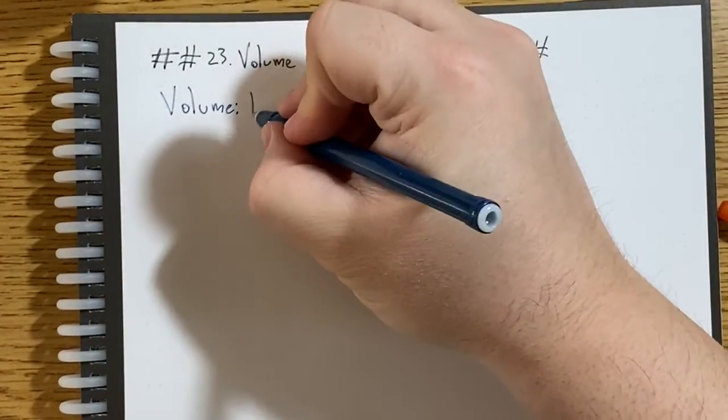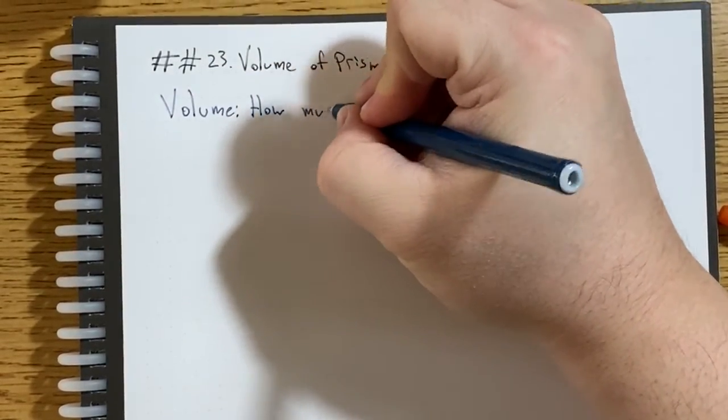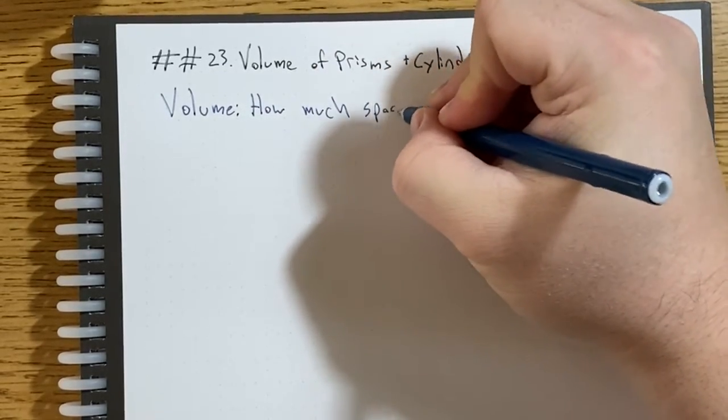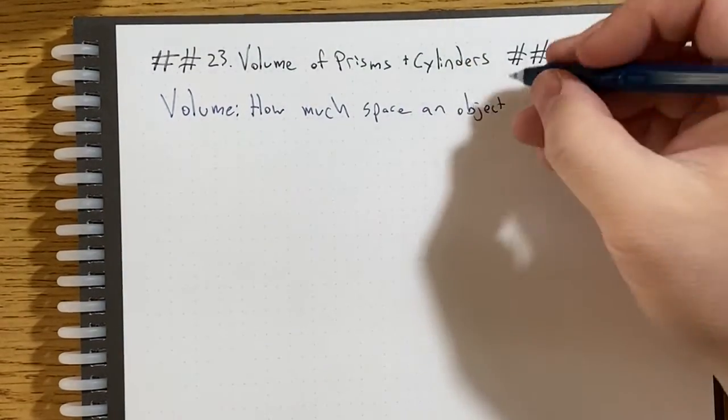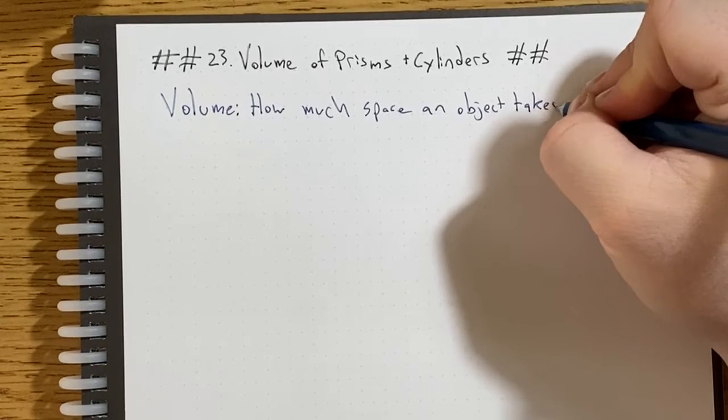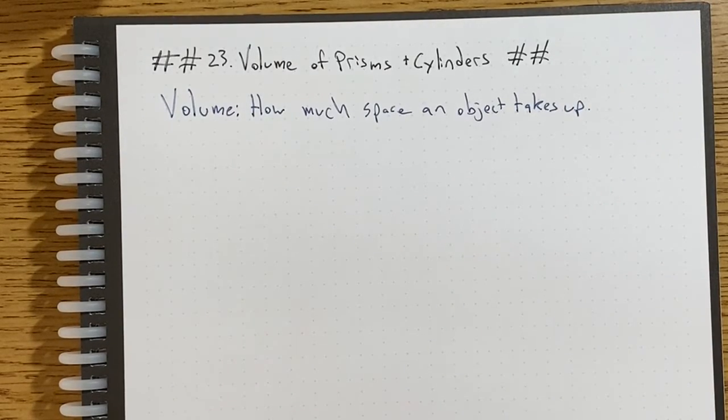Simply put, it's how much space an object takes up. So obviously, the bigger the object, the more volume it has. So I would have much more volume than somebody who's tiny, like Natasha or Shania or something like that.